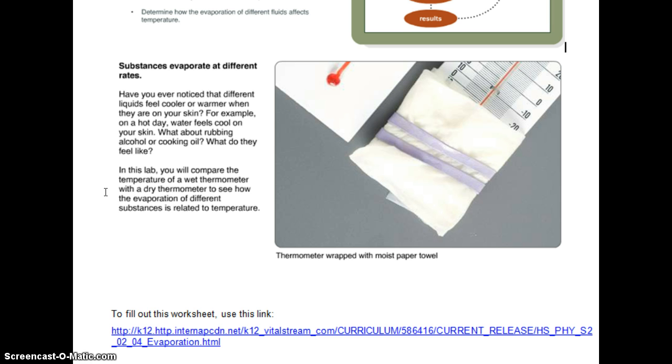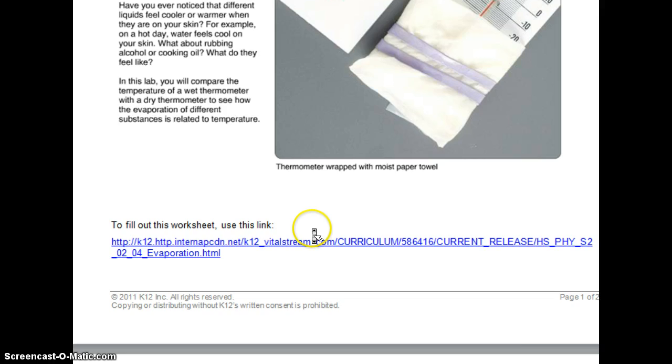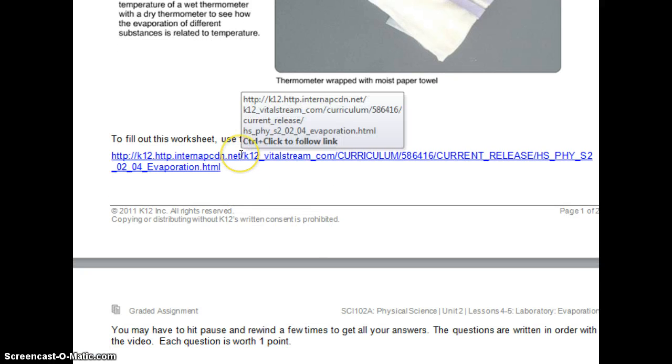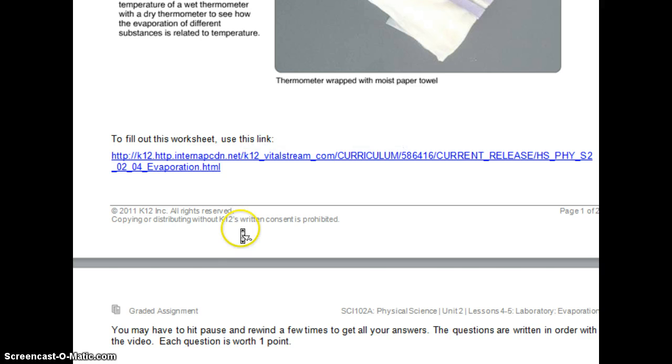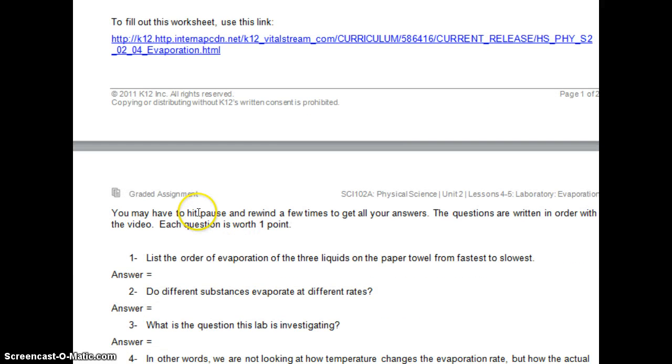In this lab, you will compare the temperature of a wet thermometer with a dry thermometer to see how the evaporation of different substances is related to temperature. So you're going to watch how the temperature changes when the substance, which is put on this paper towel, evaporates. So you're going to click this link. You might have to hit Control click or copy paste it. And it's a 4-minute video. You may have to hit pause and rewind a few times to get your answers. That's fine. The questions are written in order with this video.